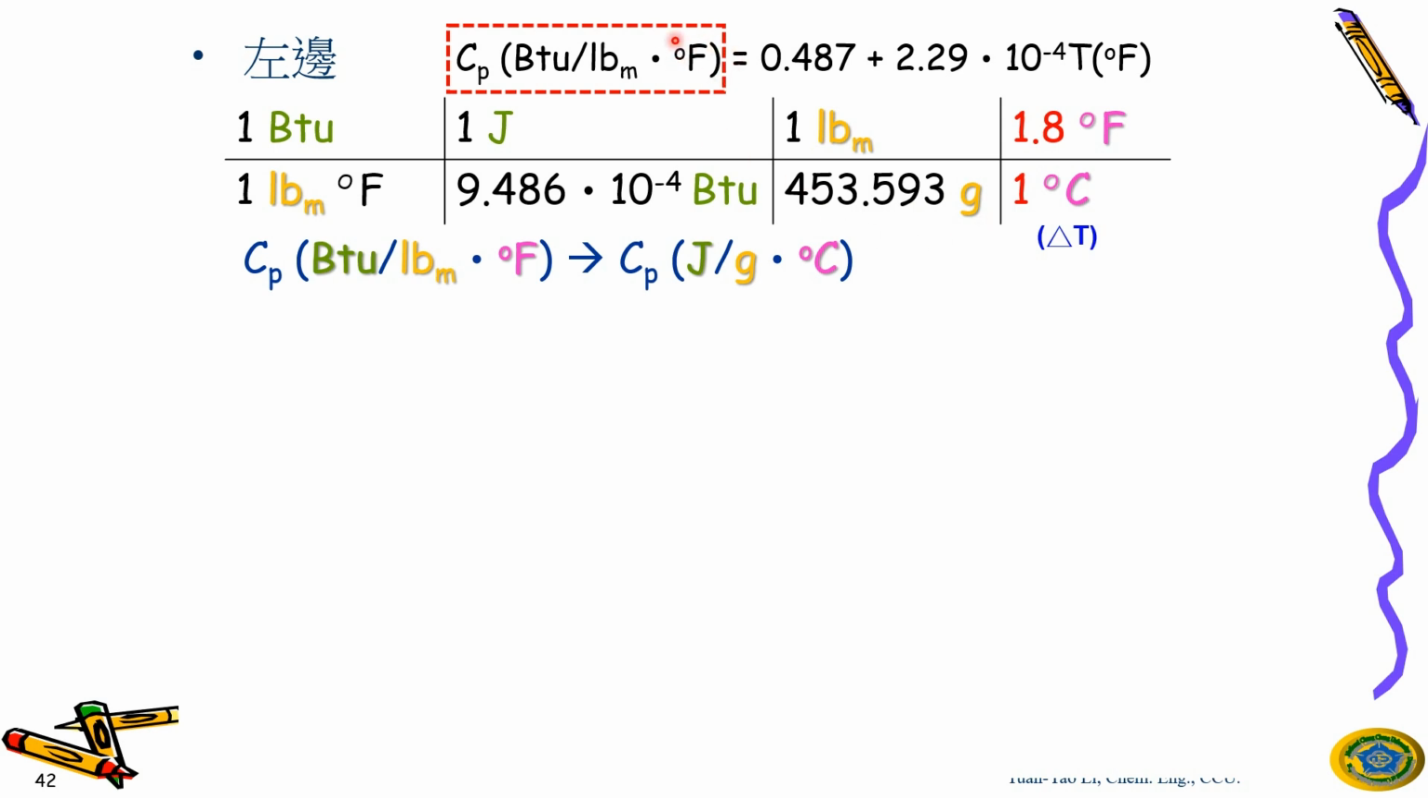And you need to change this Fahrenheit to Celsius. So 1 Celsius equals 1.8 Fahrenheit. You might say, well, Professor, this is not correct. 1 Fahrenheit equals 1.8 Celsius plus 32, right? Why do you use this? Because this is a conversion factor. This is talking about units only. And units only, this is a conversion factor.